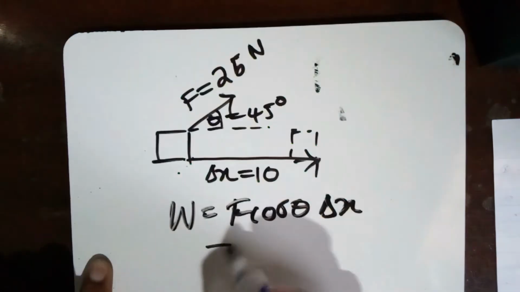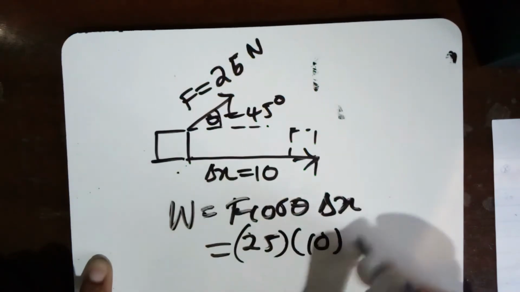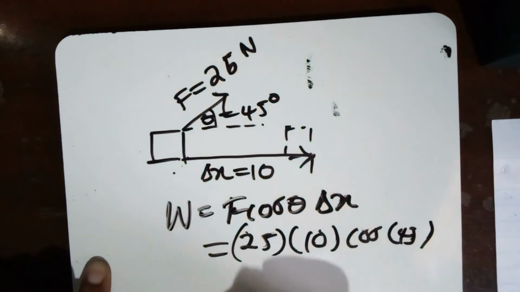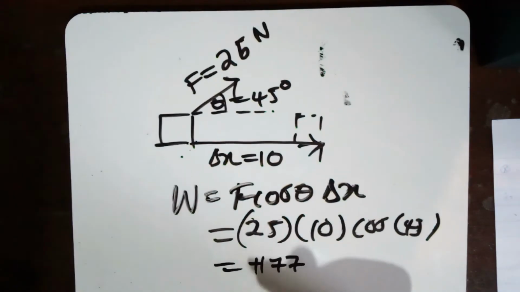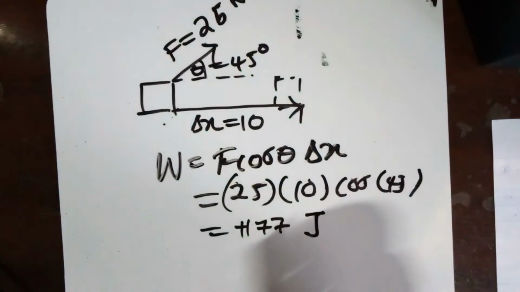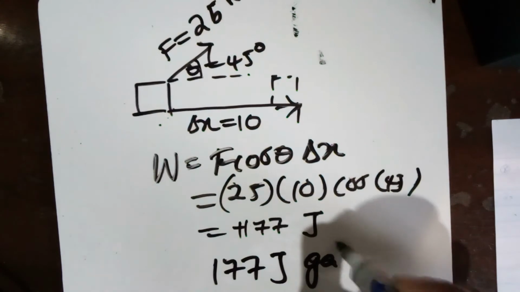It's just a matter of putting it in your calculator. So we have 25 multiplied by 10 multiplied by the cos of 45, and you're going to get, I think, a value of about 177, which is positive. And then we will actually say that work has been gained by the system, so it's 177 joules gained.